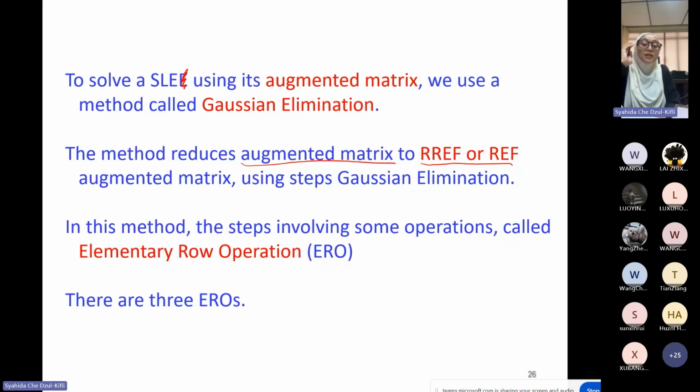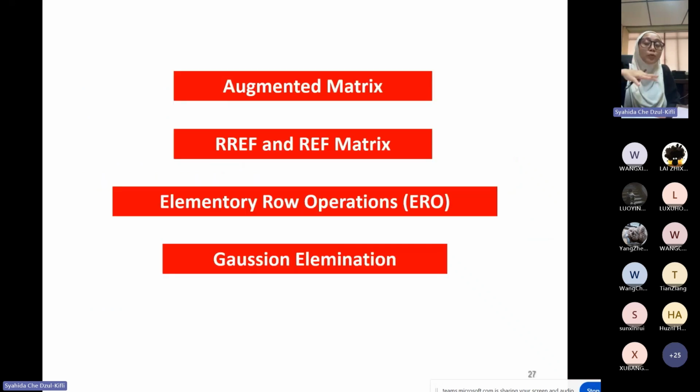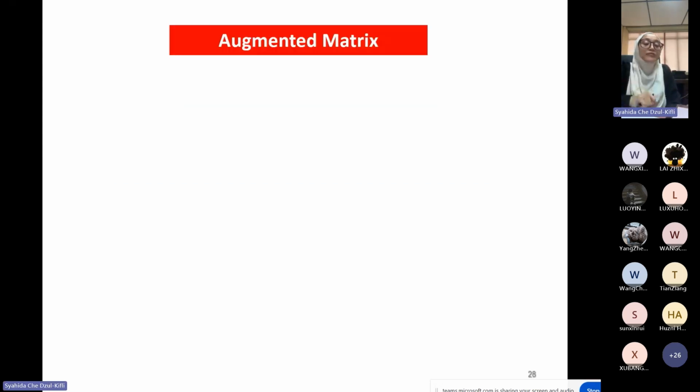All right. So to understand the whole process of solving systems of linear equations using the augmented matrix, we have to understand these 4 terms: augmented matrix, RREF and REF matrix, elementary row operations, and Gaussian elimination. First of all, augmented matrix.